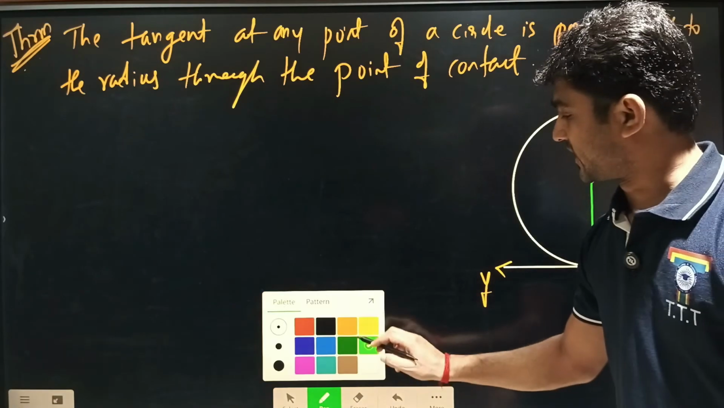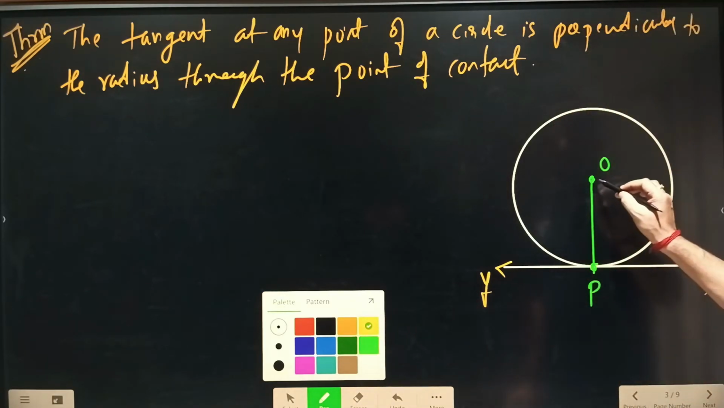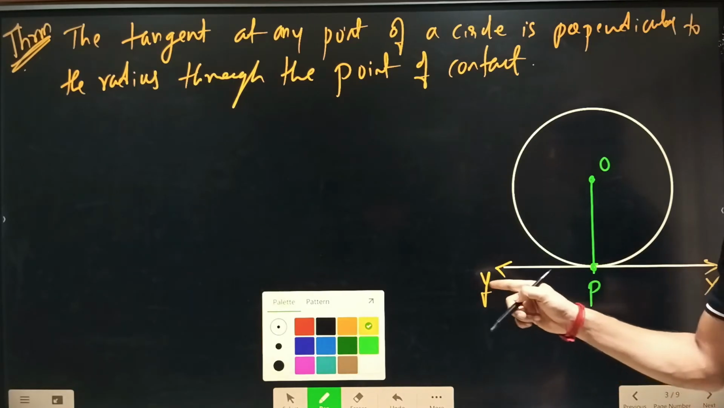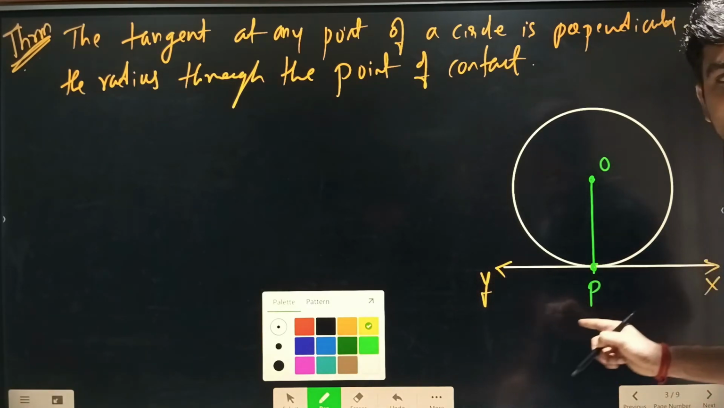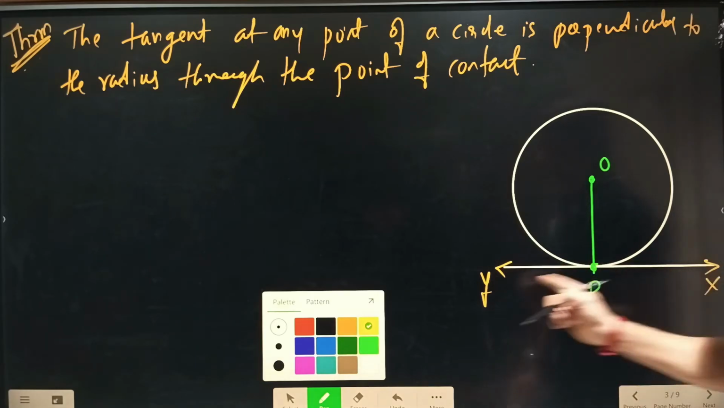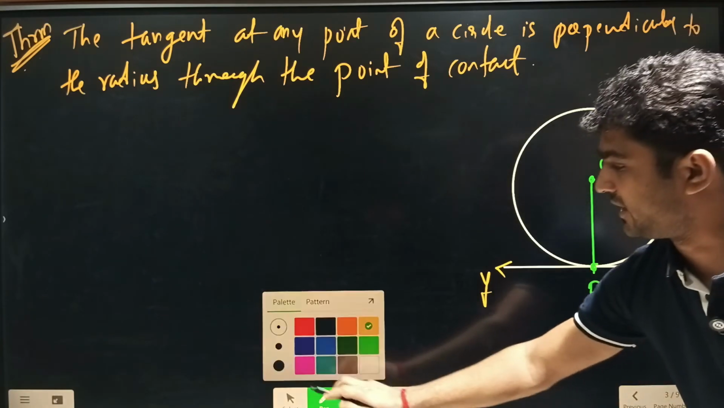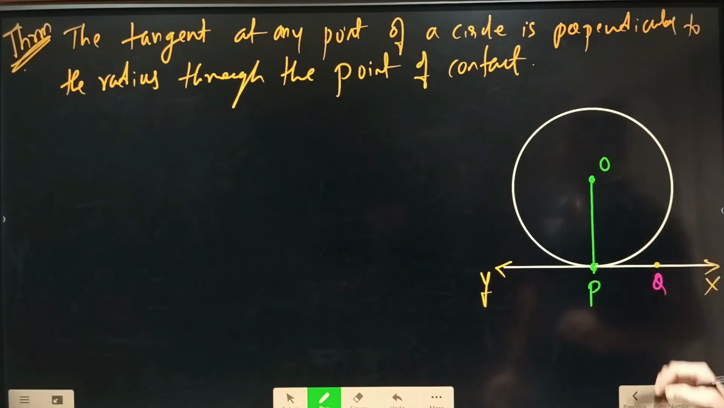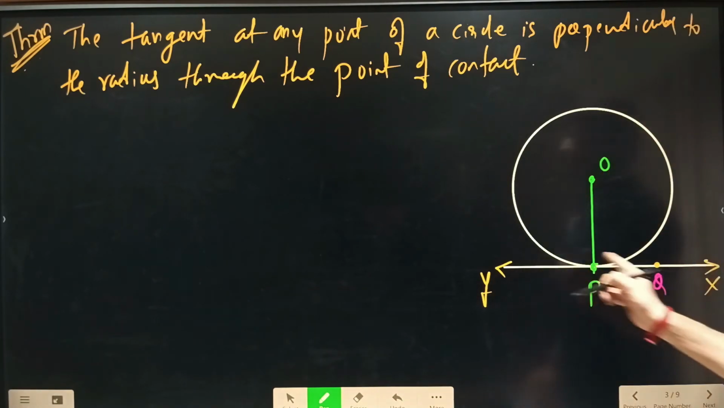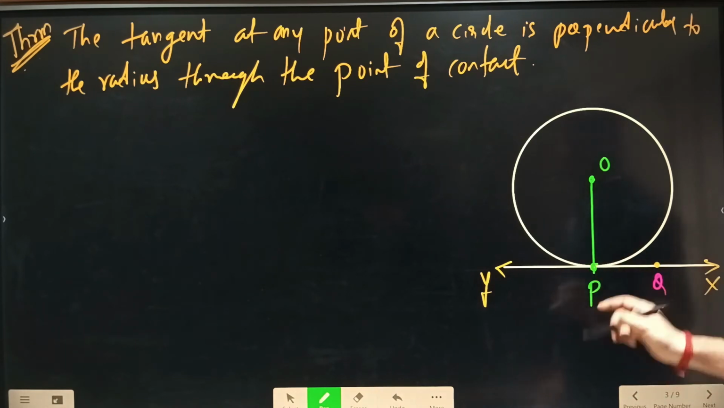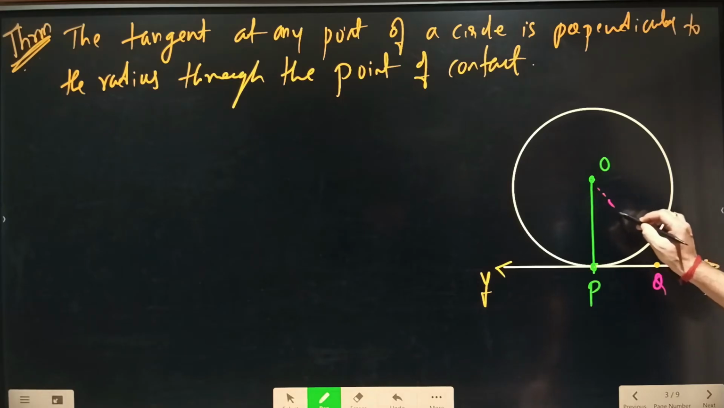Now with respect to this, I am going to take one of the points other than the point of contact, on the tangent line. Here XY is a line, the tangent line. Let me consider a point, let's call it Q, which is other than the point of contact. Okay, then let's join this one.